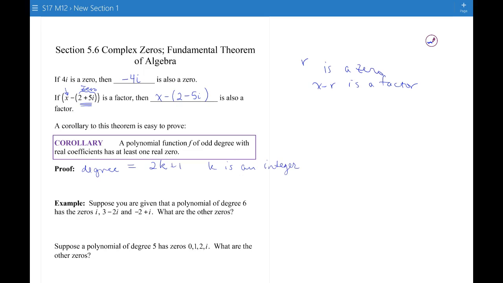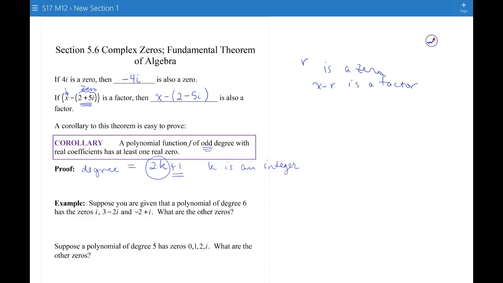So if I take 2k and k is 4, then I multiply it by 2, I get an even number. So then if I add 1, I get an odd number. So if the degree is odd, and all the complex conjugates come in pairs, there's always going to be one left over that will be the real zero. So if it's of odd degree, there'll always be at least one real zero.